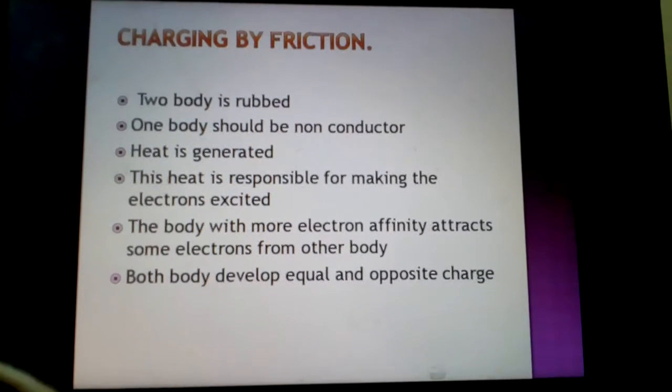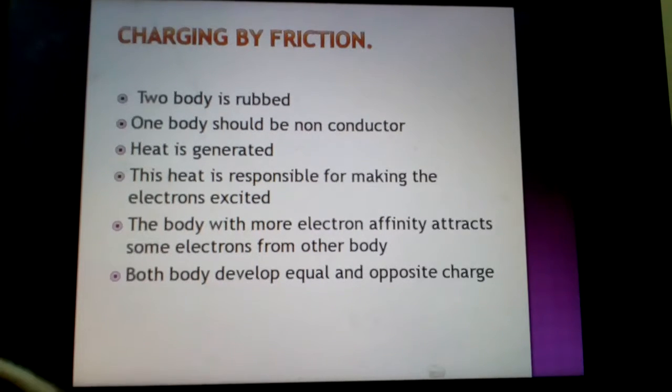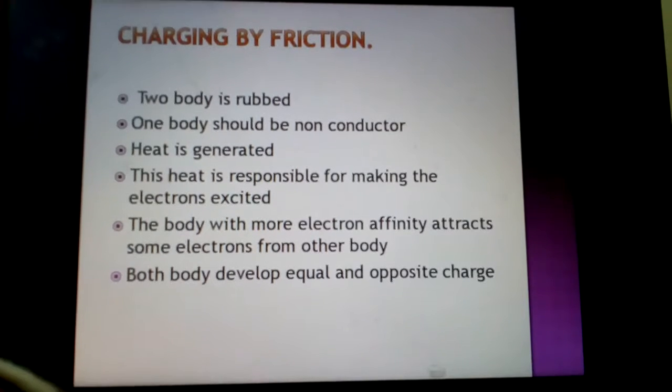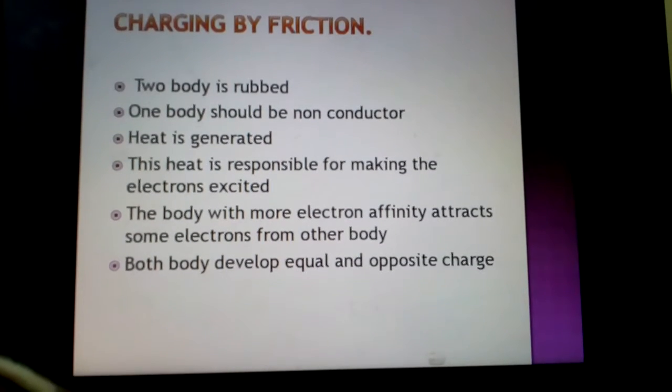So when both bodies are rubbed against each other, they develop equal but opposite charge. Like if one body develops +1 charge, then obviously the other one will develop -1 charge. It means the magnitude of charge will be equal, but the sign of the charge will be different, meaning opposite.